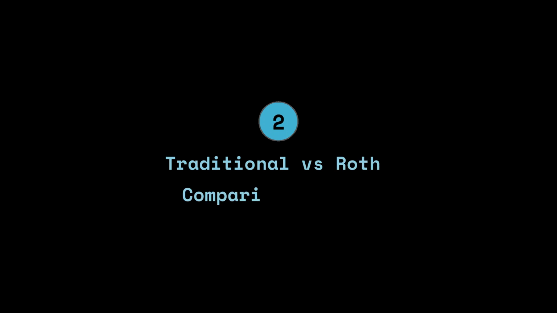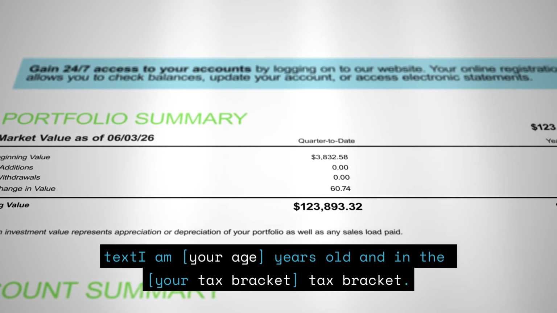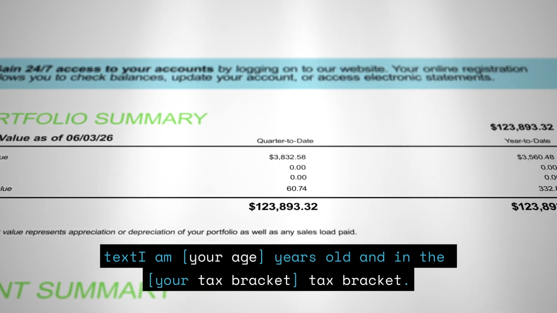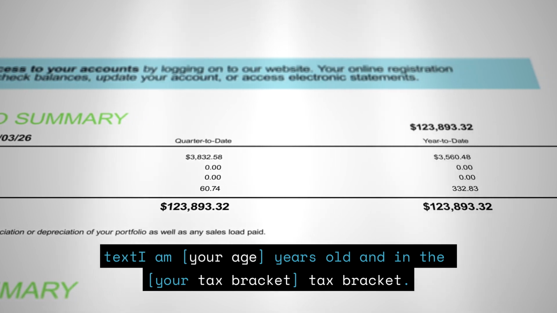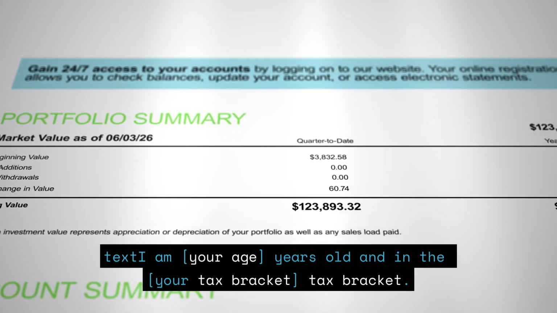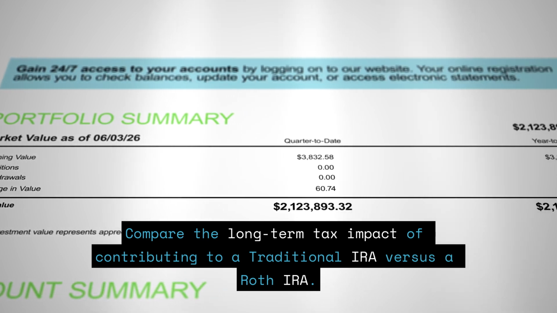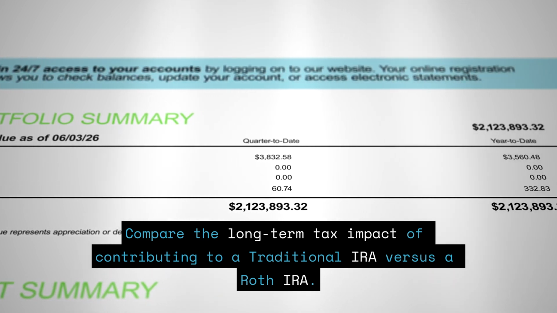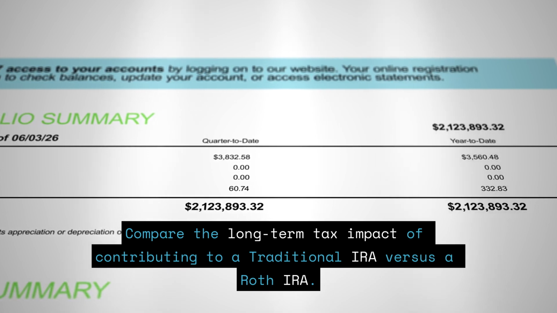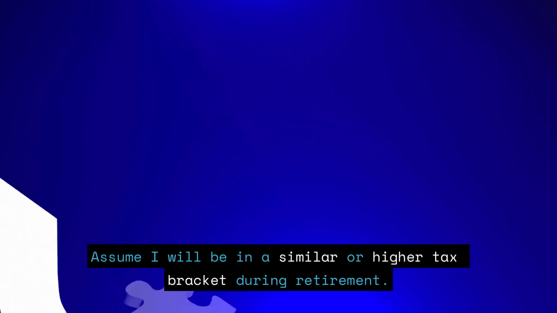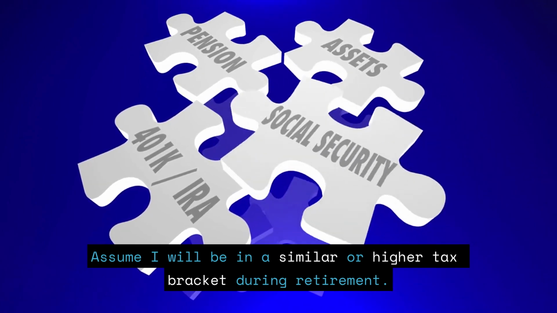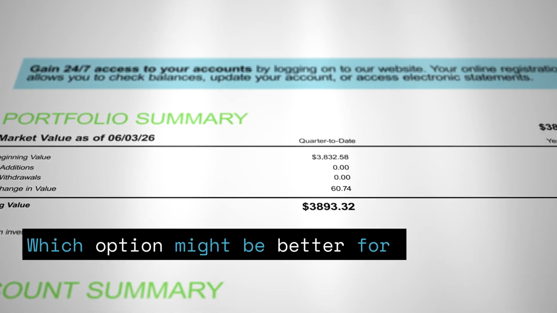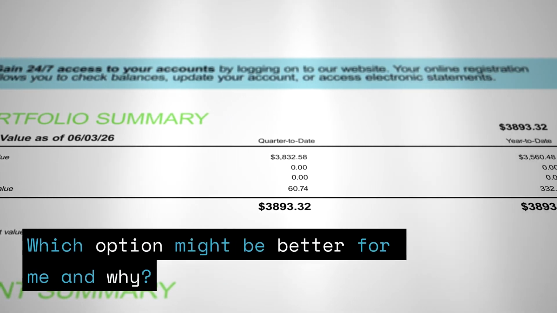Prompt 2. Traditional versus Roth comparison. Text: I am [your age] years old, and in the [your tax bracket] tax bracket. Compare the long-term tax impact of contributing to a traditional IRA versus a Roth IRA. Assume I will be in a similar or higher tax bracket during retirement. Which option might be better for me and why?